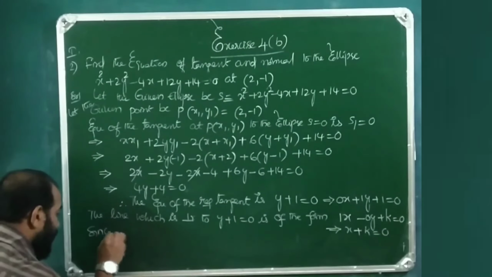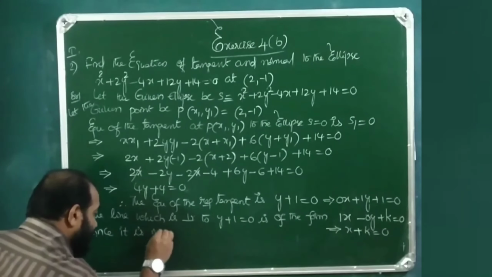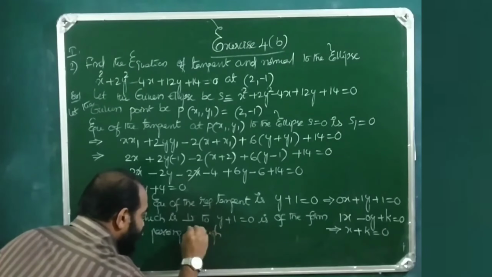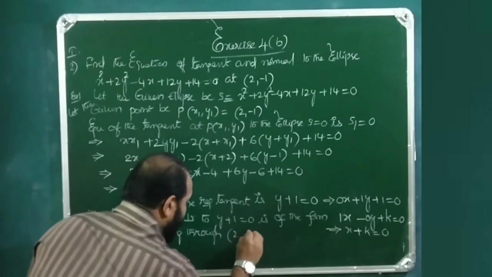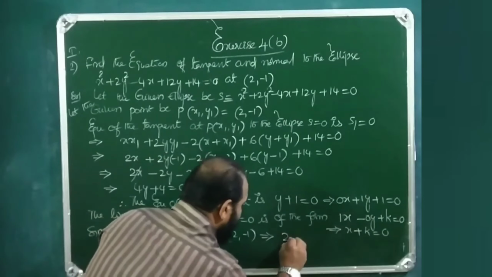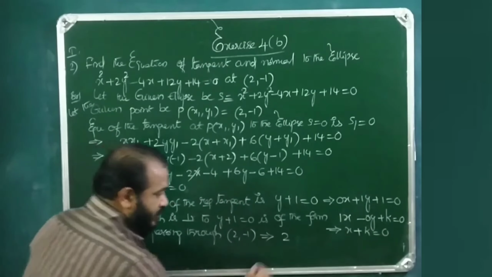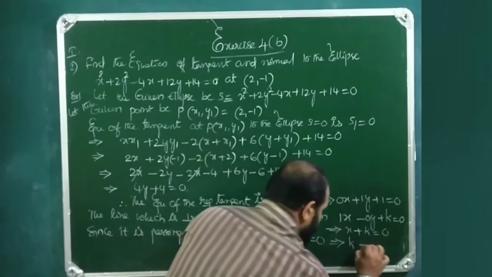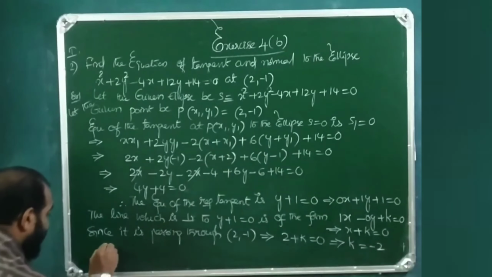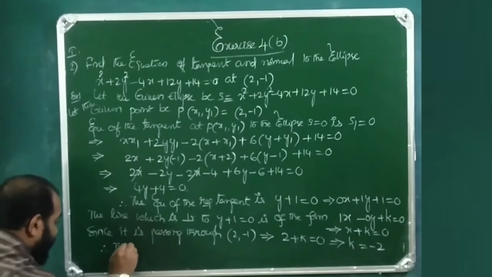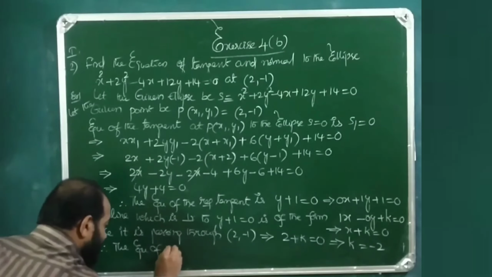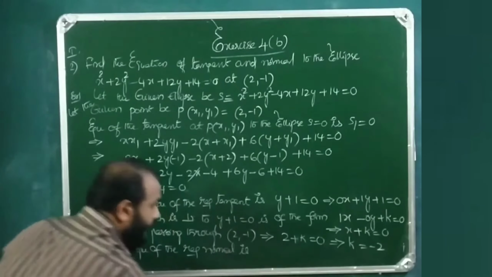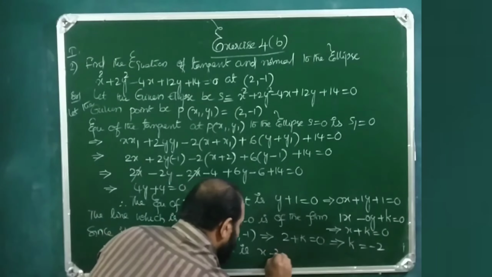Since it is passing through (2, -1), substitute 2 for x; y is absent; plus k equals 0. From this, k equals -2. Therefore the equation of the required normal is x minus 2 equals 0.